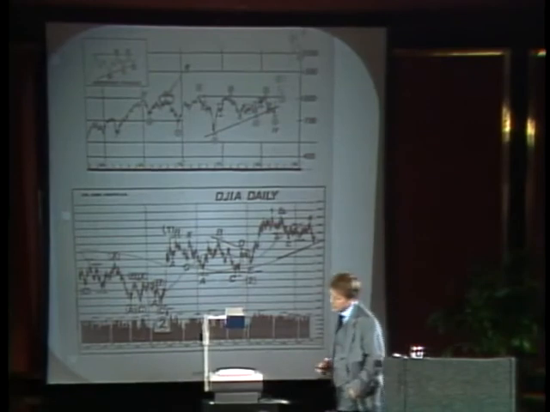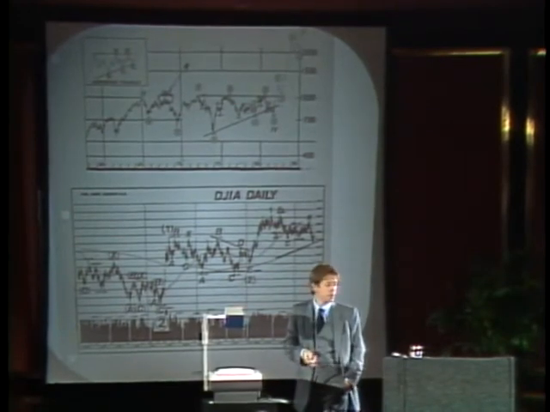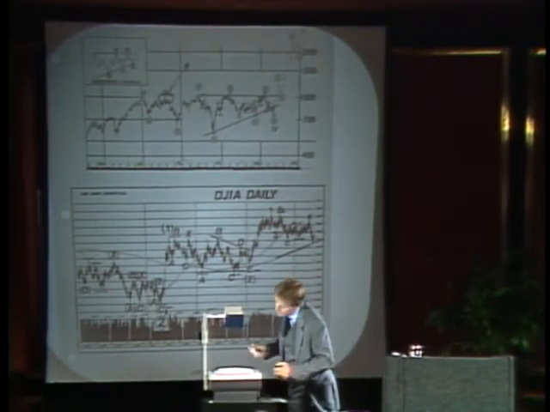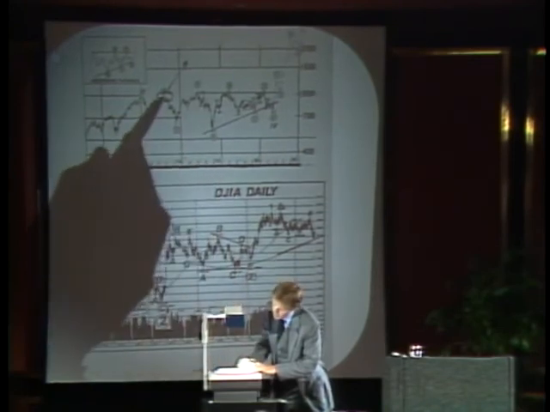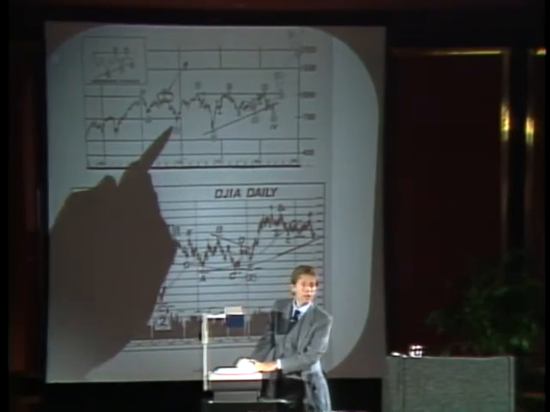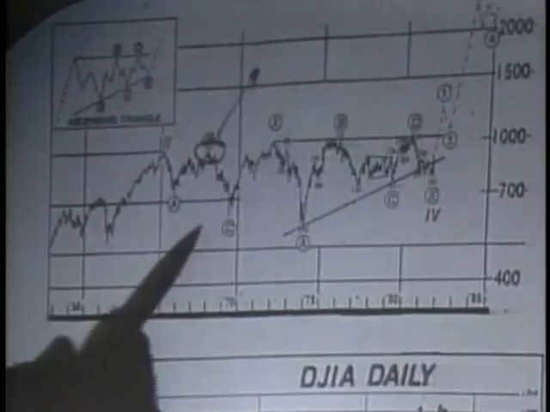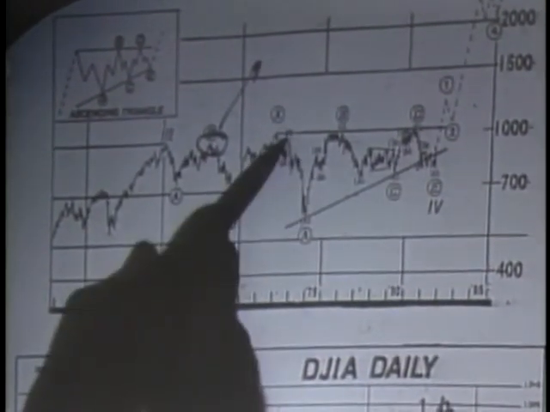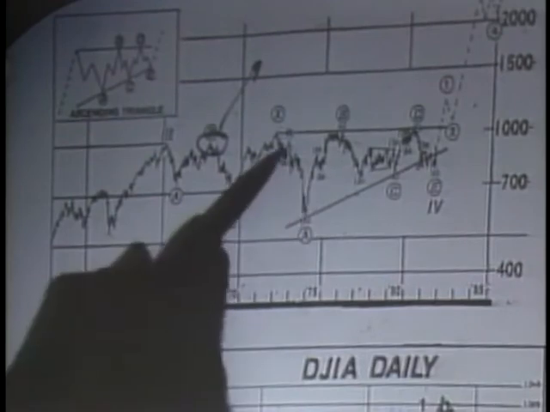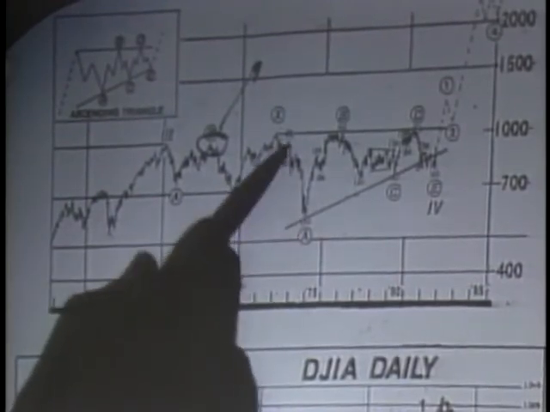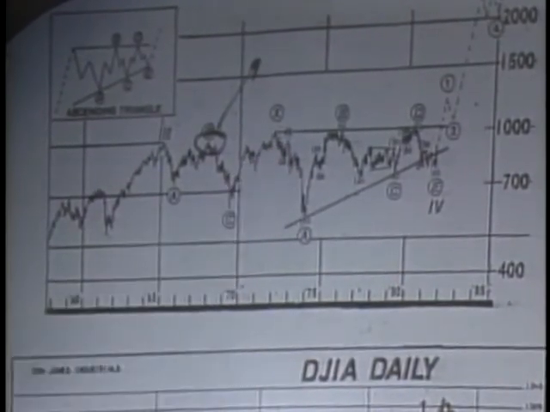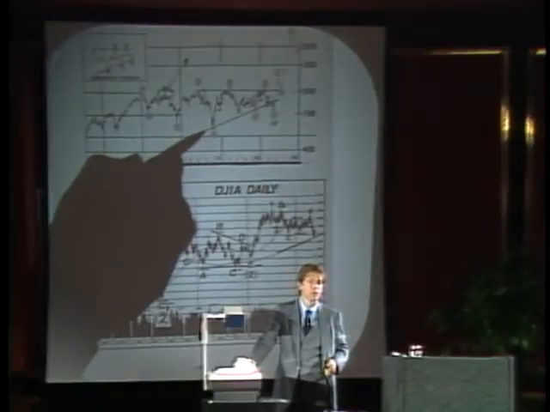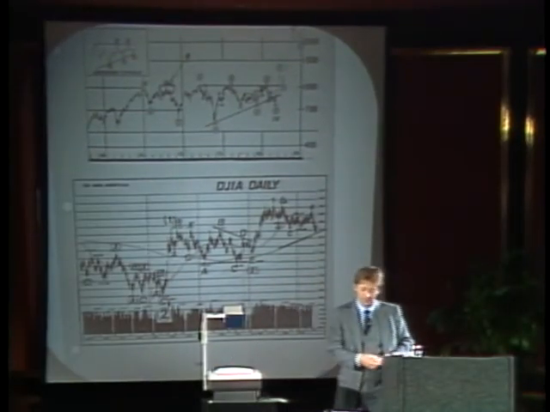Now let's take a look at some C waves. First, 1930 to 1932 we just talked about. 1969 to 1970 was a devastating C wave. Within this larger pattern, intermediate wave C from this peak in 1973 was typical C wave action.